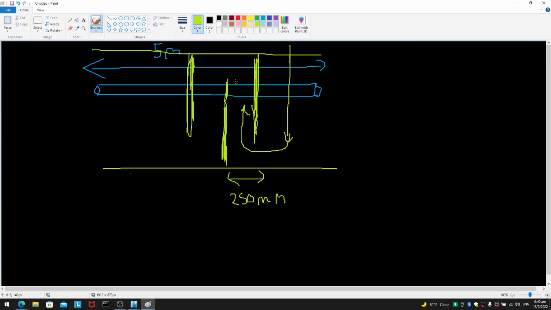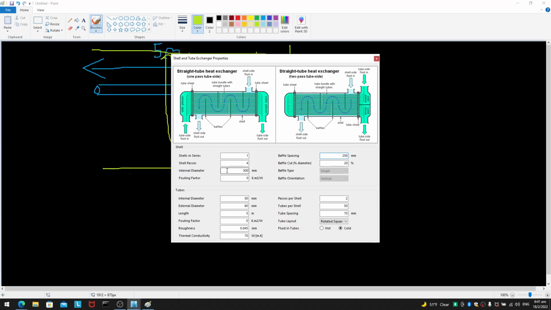So this is a 1 pass, 2 pass, 3 pass, and I suppose 4 pass to go out. So there are like 3 baffles, 250 mm each. Okay, I'll just put the arrow like that. So 1 pass, you'll be forced downwards by the baffle. Then you'll go up 2 passes, down 3 passes, up 4 passes. So there'll be 3 baffles on the shell side.